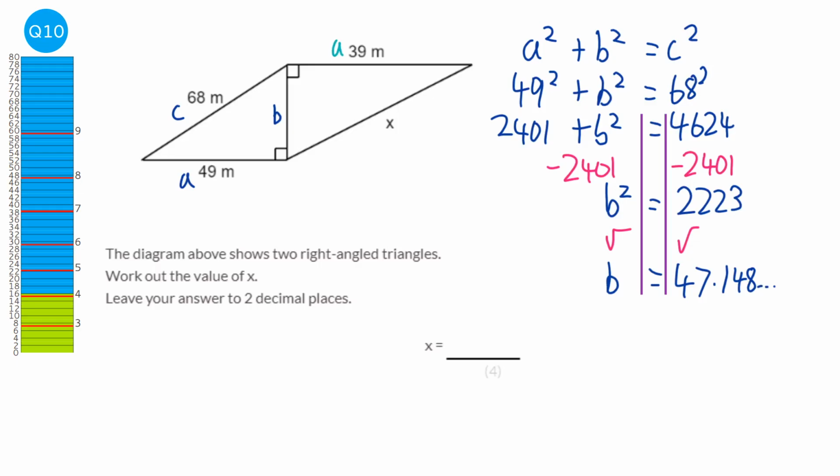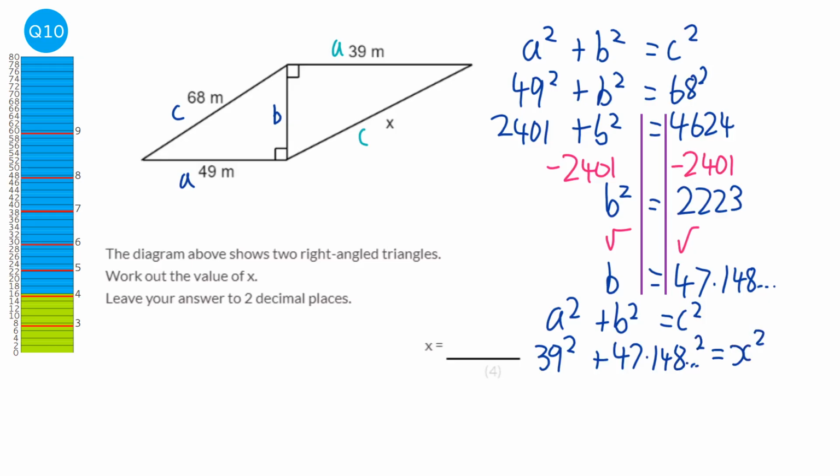Okay, we're now looking at the second diagram, and this time we're going to have a, we've got our b, and we're going to call x the c. So it would be a squared plus b squared equals c squared, but this time a is 39. B we are given as 47.148, we've just worked that out, and we're looking for c. In fact, we can call it x now.